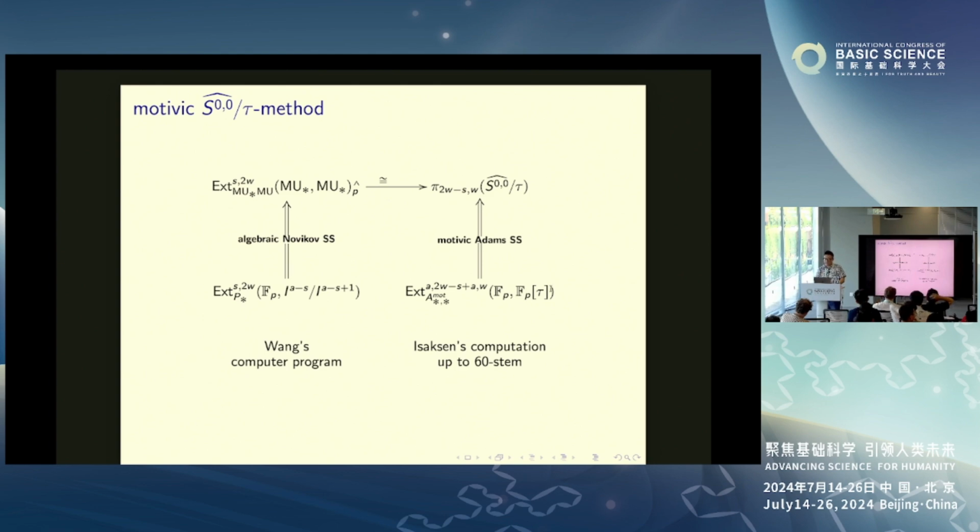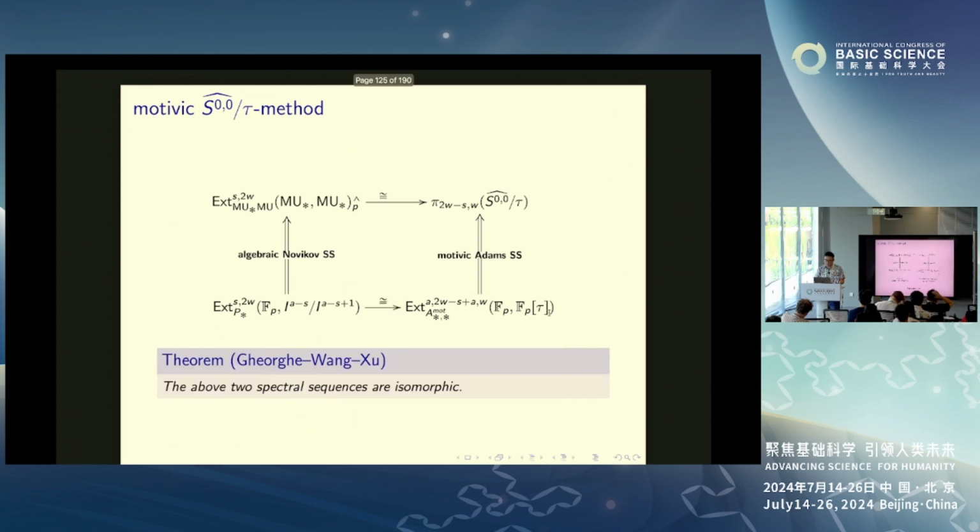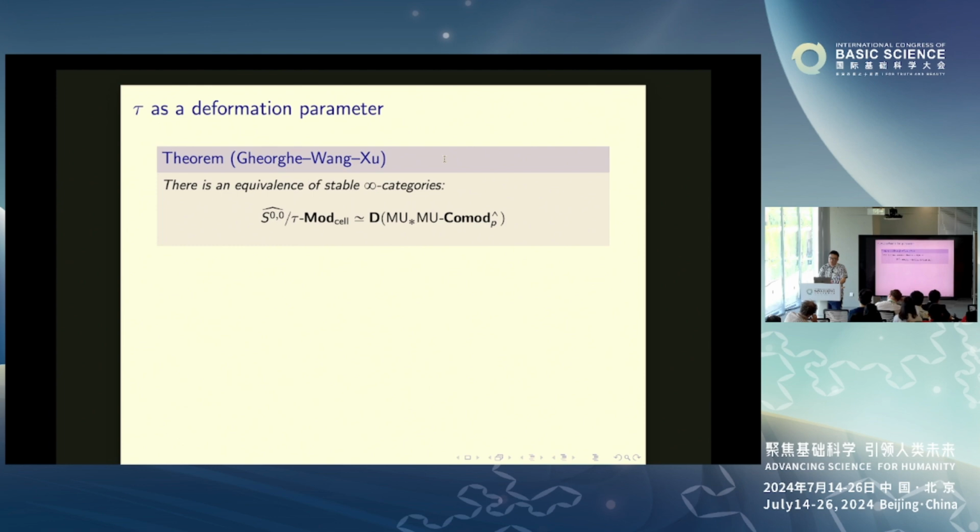And when we compare the data, they have the same data, not just the abutments, but also the pattern of differentials on the E2 page. That shouldn't be a coincidence. In fact, together with Gheorghe, we prove that the above two spectral sequences are indeed isomorphic from E2 to infinity. So this turns out to be very useful in computations, but what is the theoretical reason for this? Well, it proves that there is an equivalence of stable infinity categories. And if you don't like that, think of this just as triangulated categories.